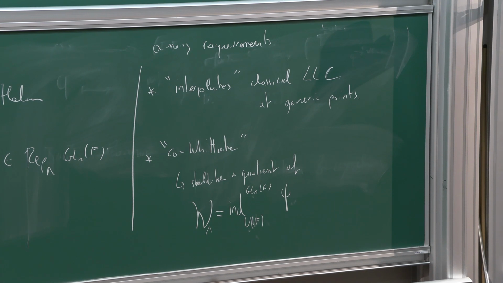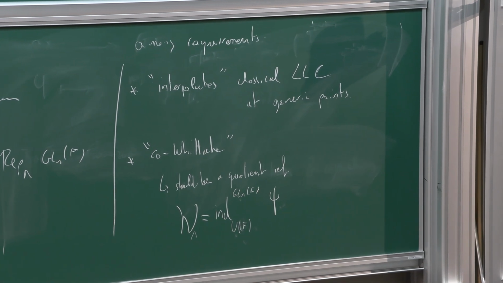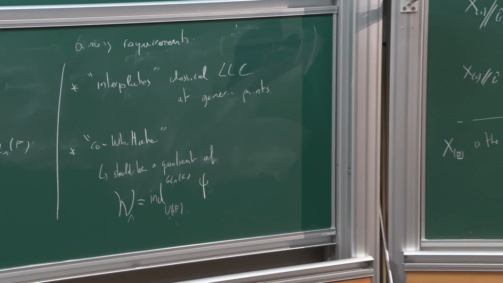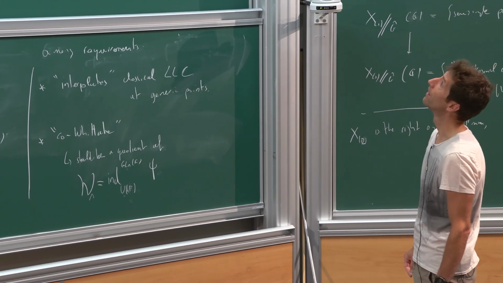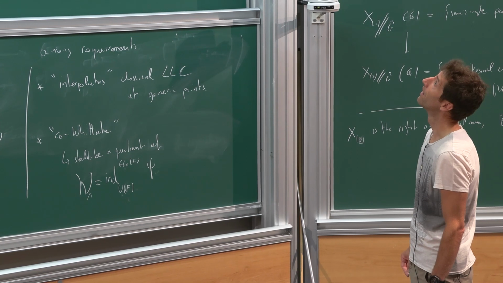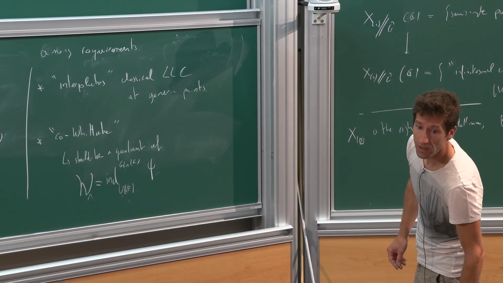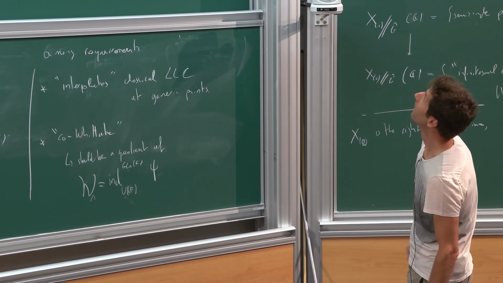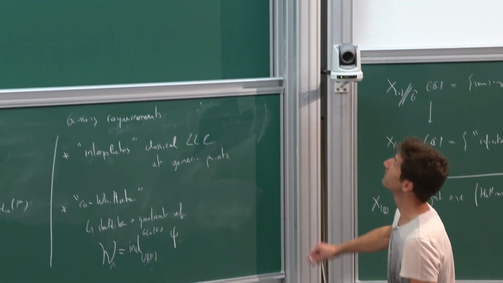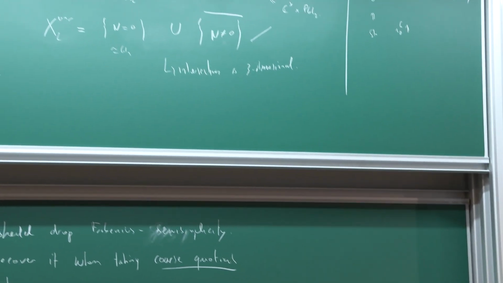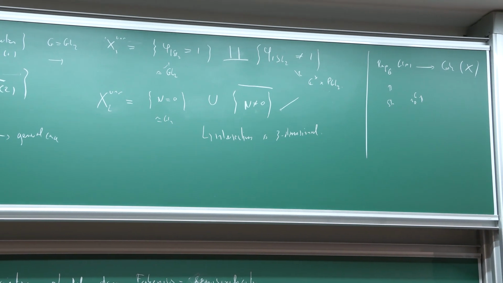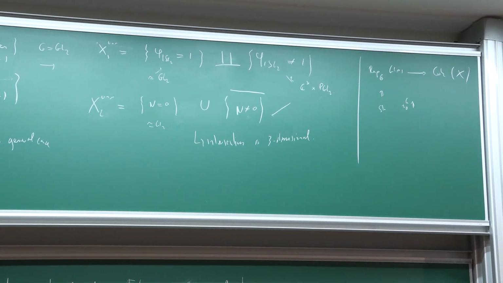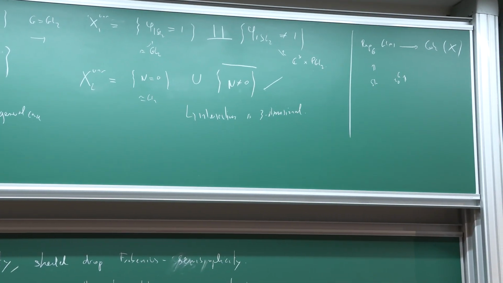So there was a question on the chat on Zoom. Could you repeat the argument why x1 is not the right object to consider? Can you repeat the question so that everyone hears? Okay. So there was a question to repeat the argument why x1 is not the right one.